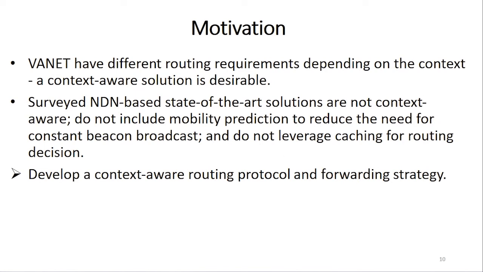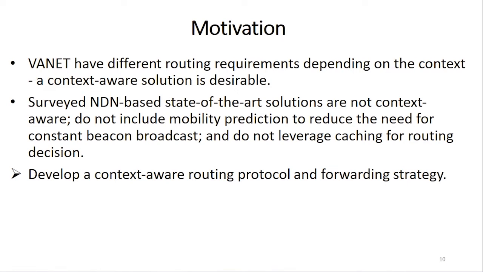Given that VANET can be a very large and partitioned network, for instance, the rural and the urban environment, and it is used for various applications, for instance, safety and emergency or entertainment applications, which have different routing requirements, then a context-aware solution will be desirable.